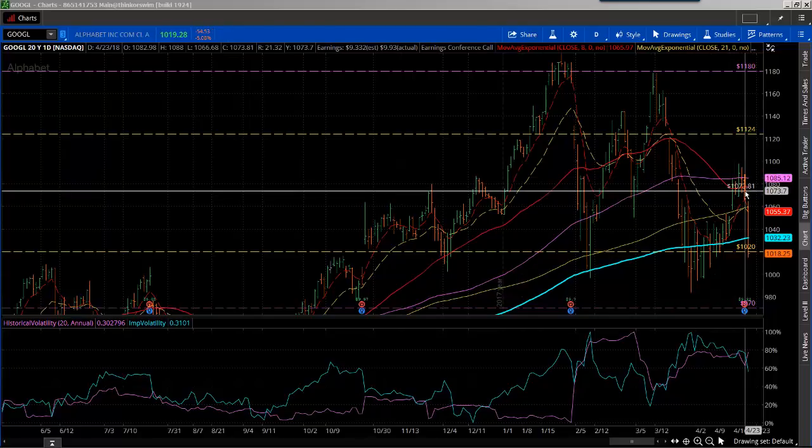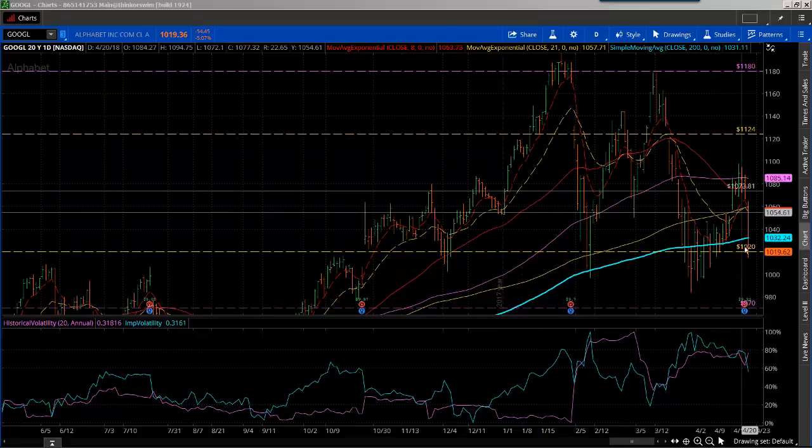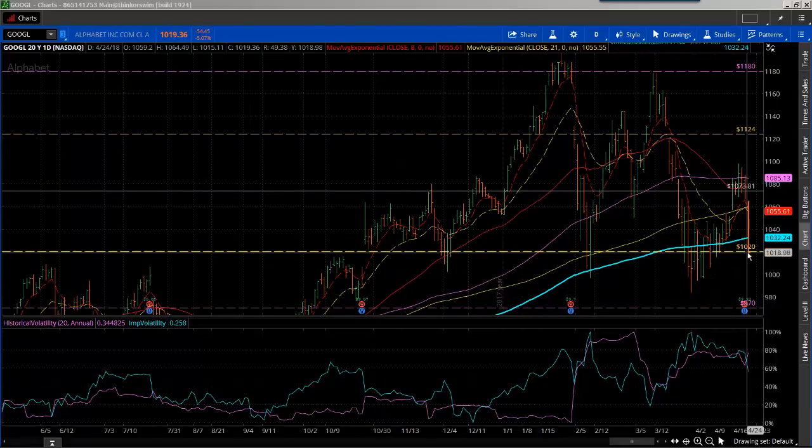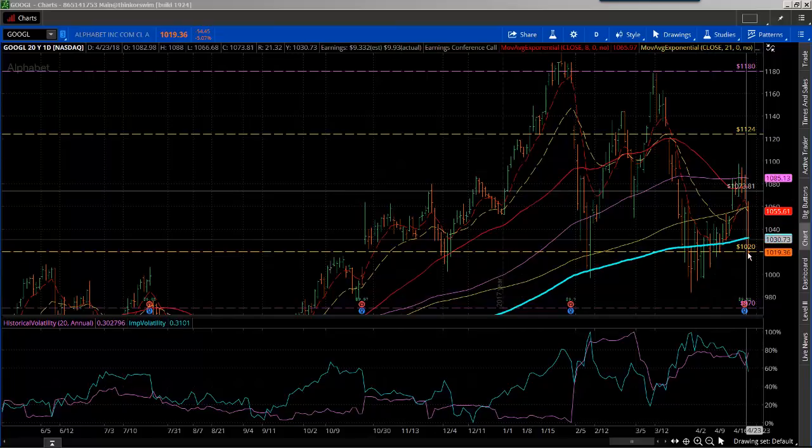So it closed at about 1073, and the market was expecting the implied move. A normal move would be up potentially either to 1124, that would be about 5% up, or down to 1020, about 5% down. So you can see the earnings were released, and you can see now it's right into that expected move.